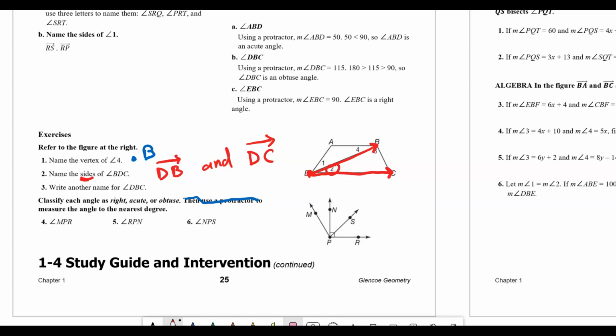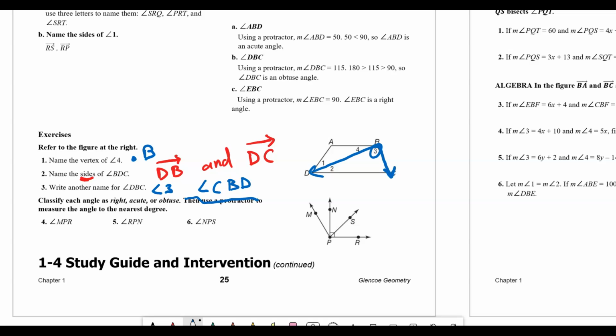Write another name for angle DBC. All right, so let's lock in on where DBC lives. Angle D to B to C. The easy name for that, I like less is more, I would just call it angle 3. But the other thing we could call it is angle CBD. That would work as well.